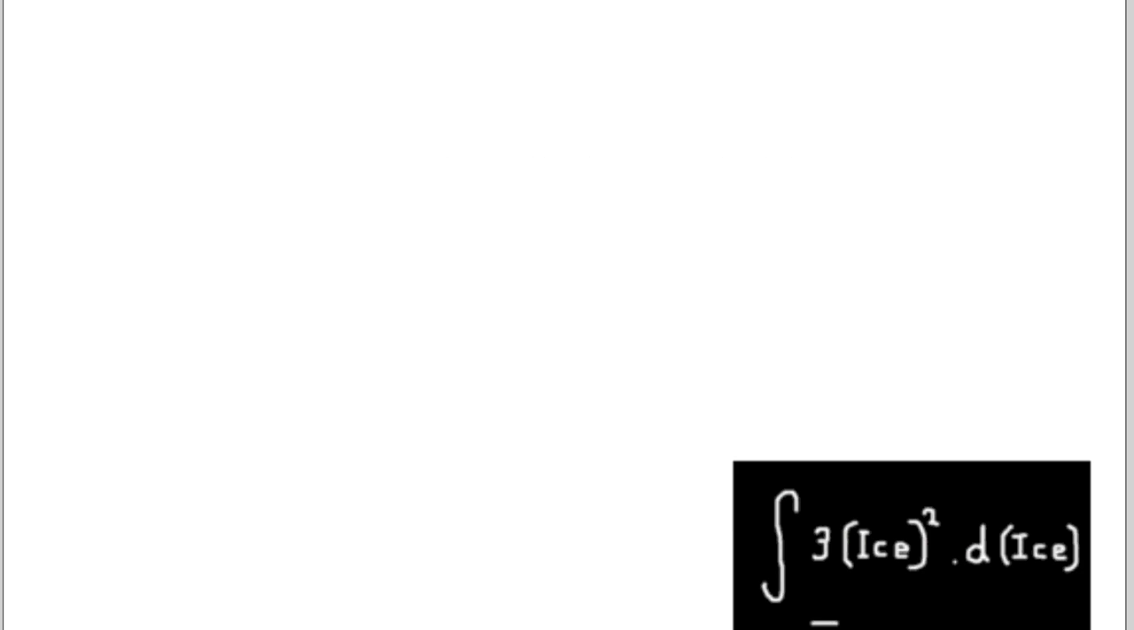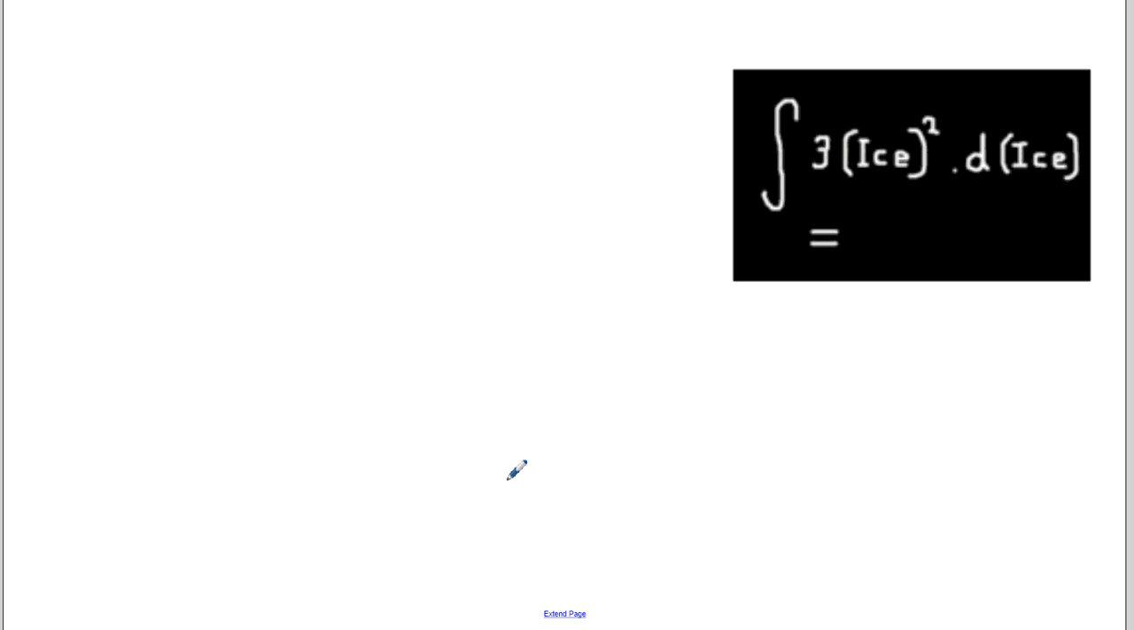There you go. Okay, so the integral of ice cubed with respect to ice. Think of ice as being x. What would be the new exponent on the ice? 3.